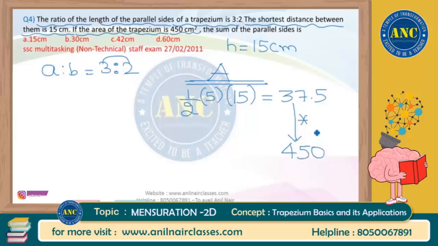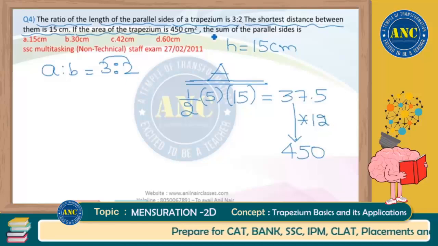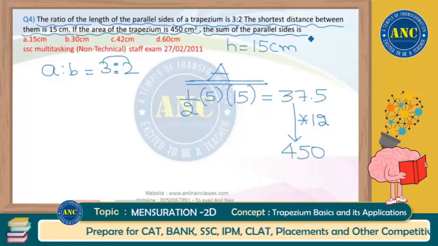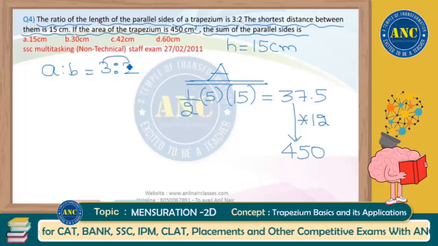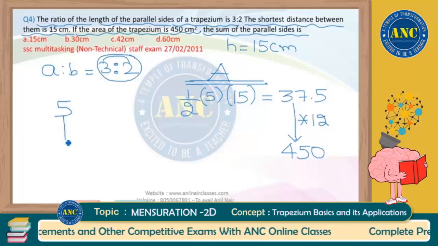75 into which number is 450? 75 into 6 is 450. That means it is 2 into 6. The multiplying factor is 12. Find the sum of the parallel sides. The sum of the parallel sides according to the ratio is 3 plus 2, 5.